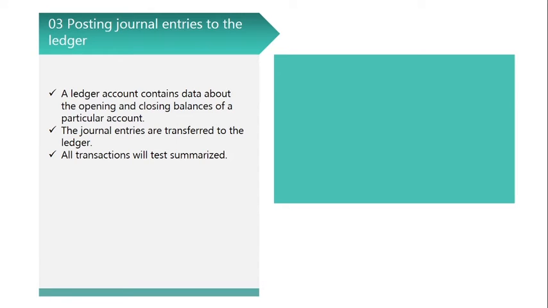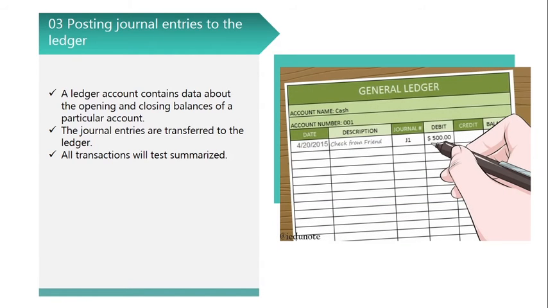The next step is posting journal entries to the ledger. A ledger account contains data about the opening and closing balances of a particular account. The journal entries are transferred to the ledger. All transactions will be summarized.